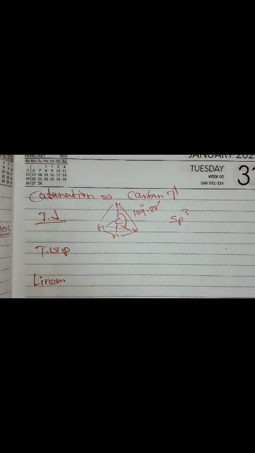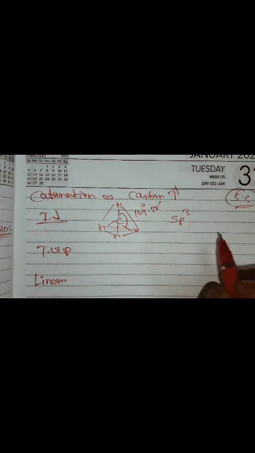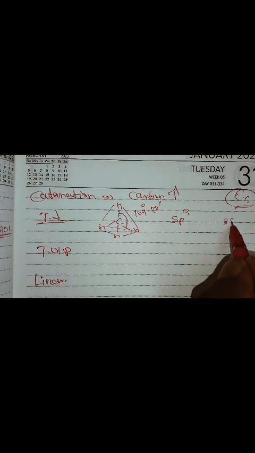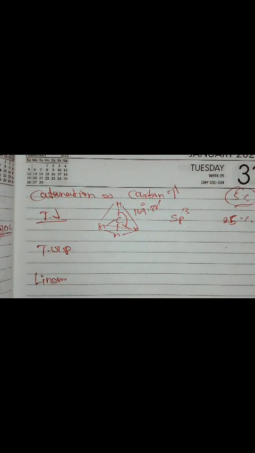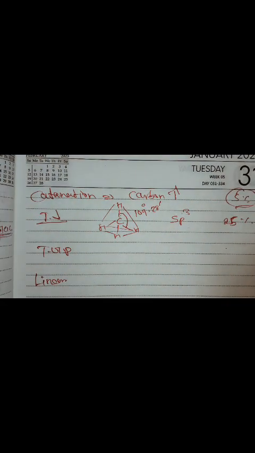Here the percentage of s character is 25 percent, only 25 percent s character. And similarly, the bond length is equal to 1.54 Angstrom.